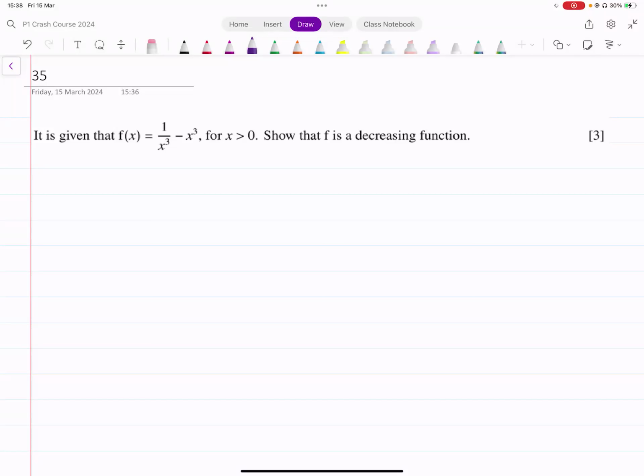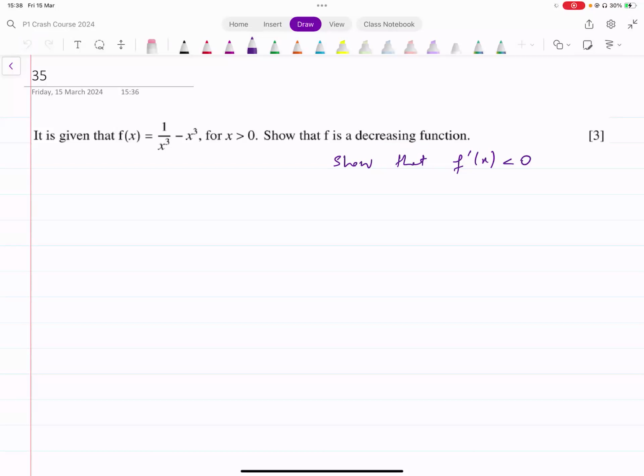Okay, let's try this now. It says it's given that f of x is 1 over x cubed minus x cubed for x greater than 0. Show that f is a decreasing function. Again, we need to show something. We need to show that f prime of x, that means the derivative of the function, is less than 0. Sorry, it's a decreasing function, so that means it should be less than 0.